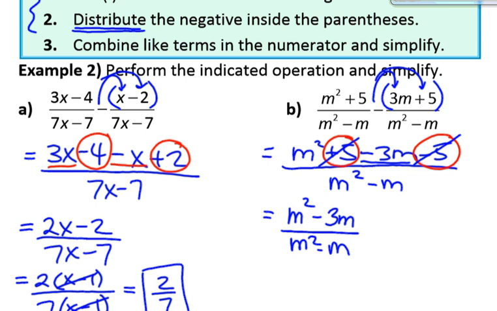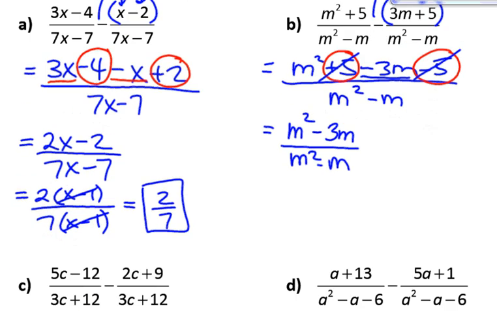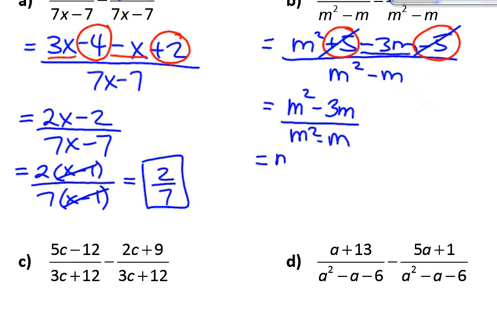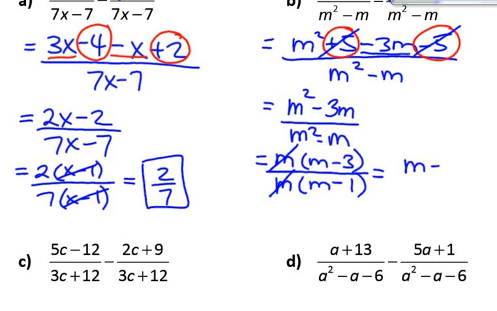And now we're going to factor. So in the numerator, we have an m in common. So we factor that out to be m minus 3. In the denominator, we also have m in common, but that's going to be m minus 1. Now the m's are going to cancel, leaving us with m minus 3 over m minus 1.